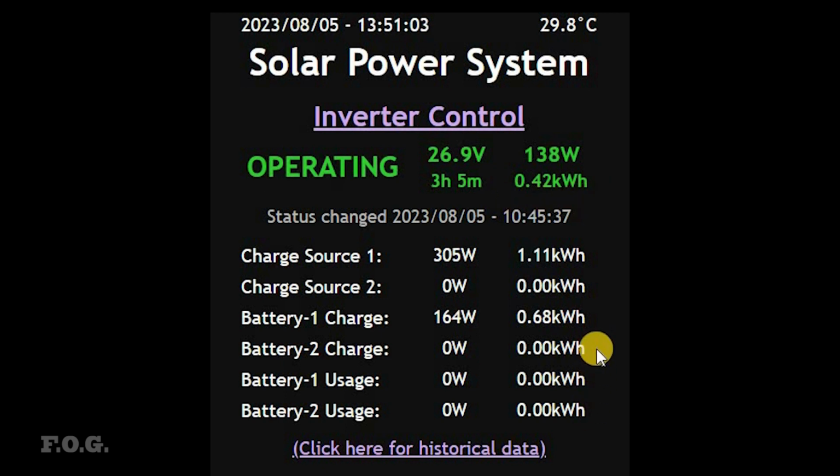Below all that, we see something similar for all of the other shunts in the system, with watts and accumulated watt hours for each. So we have charge source 1 and 2. We have the battery 1 and 2 charge values. And finally, the battery 1 and 2 usage values. You'll also see below that, there is a link here that allows us to access the historical information.